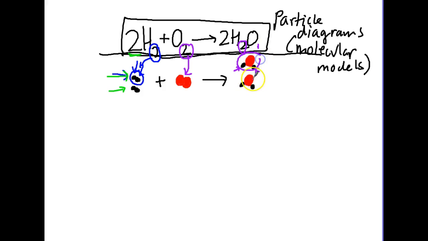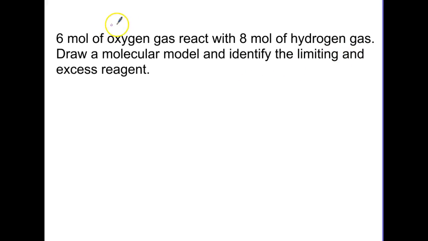And there's 2 of these guys here because the coefficient is 2. So what we need to be able to do is draw diagrams like this, manipulate them, and answer questions about them using our knowledge of stoichiometry. So, for example, let's say 6 moles of oxygen gas react with 8 moles of hydrogen gas. Draw a molecular model and identify the limiting and excess reagent.